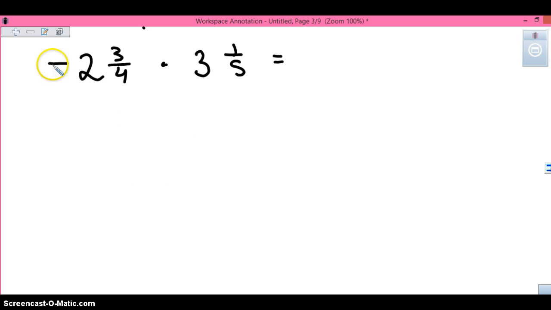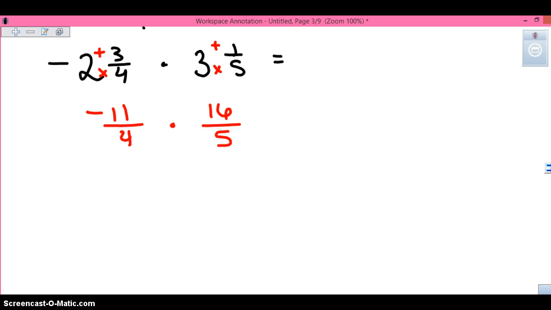So we will have to multiply negative 2 and 3/4 times 3 and 1/5. We have to change the mixed numbers to improper fractions. That means we have to multiply 4 times 2 plus 3. 4 times 2 is 8 plus 3, negative 11 over 4. This stays negative because the mixed number was negative. Times 3, 5 times 3, 15 plus 1, 16 over 5.